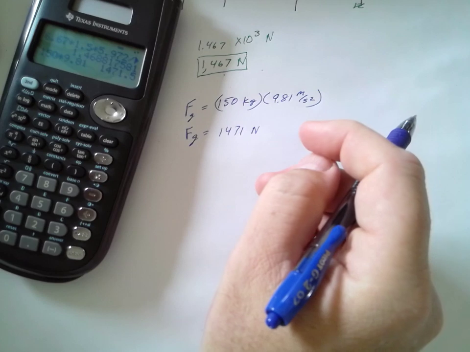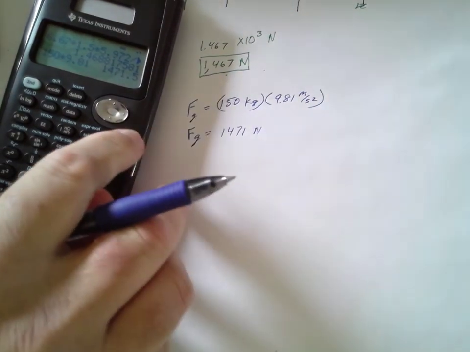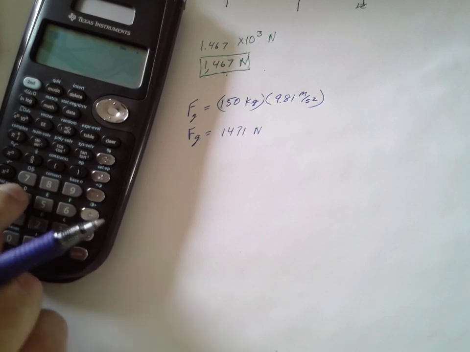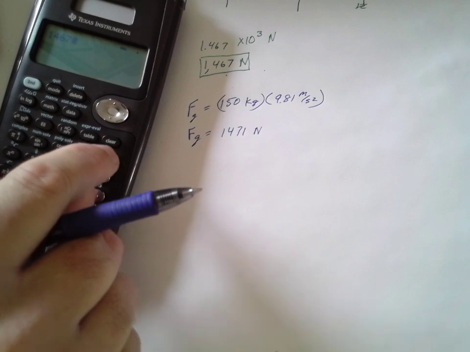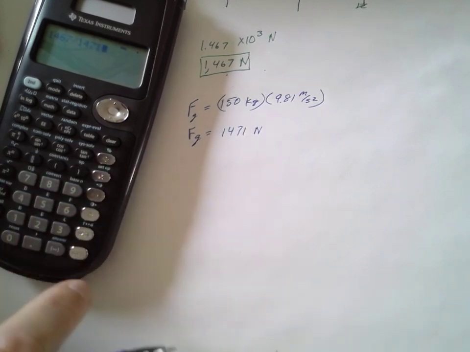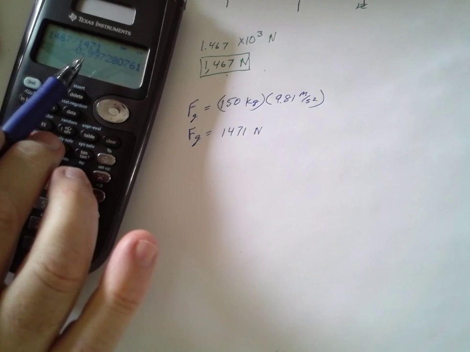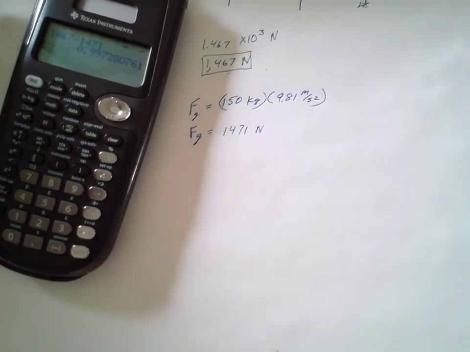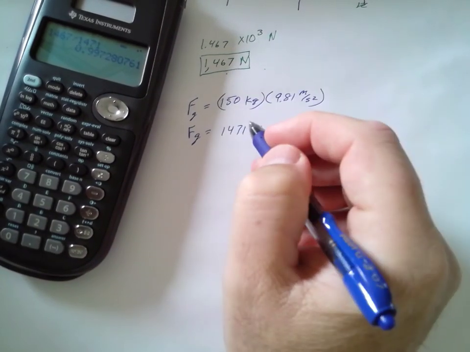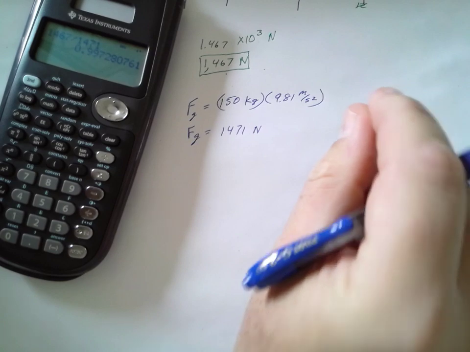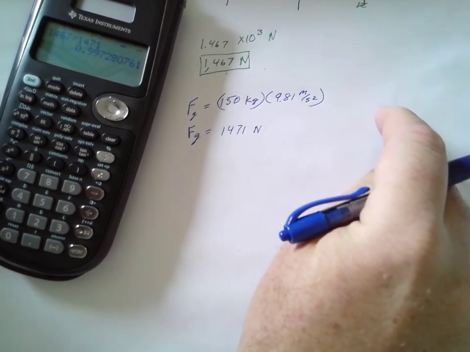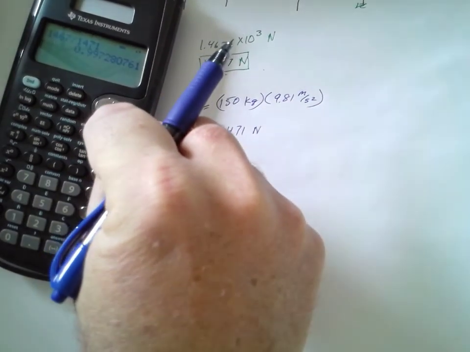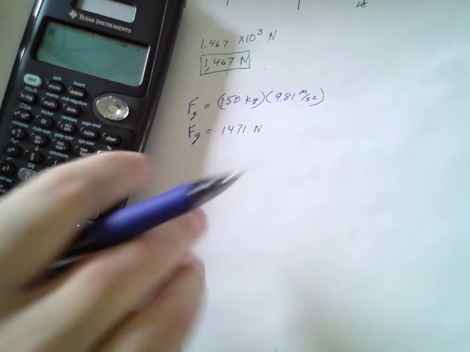And what do I mean by a little bit? Well, if I take this, I clear that, and I say 1,467, and I divide that by 1,471, okay, I get 0.997. So basically the difference between these two numbers is 0.3%. That is very good. Okay. Now, what can we do with this?